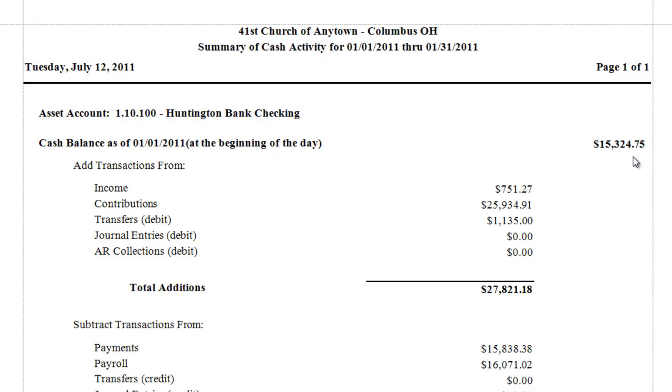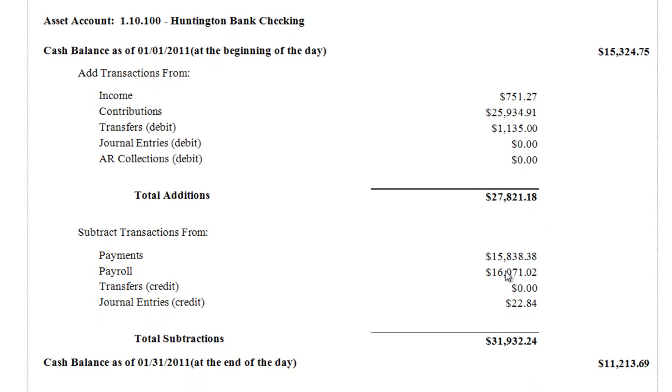This is all the different ways that money came into the cash account and the ways that money was paid out. And then at the end of the month, it's the 11,213 that we saw on our balance sheet. So hopefully you're seeing that these things all relate together. This cash activity is just analyzing the activity in one account or the transactions. Here they're identified as income, contributions, transfers, journal entries, and accounts receivable collections, if you have such a thing.